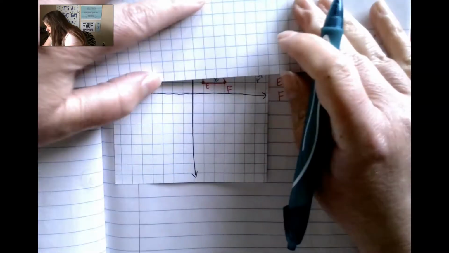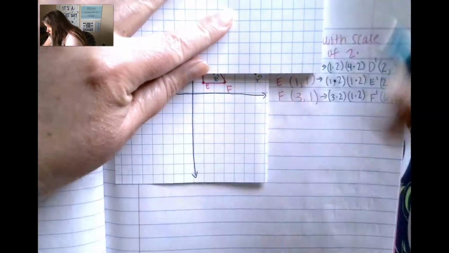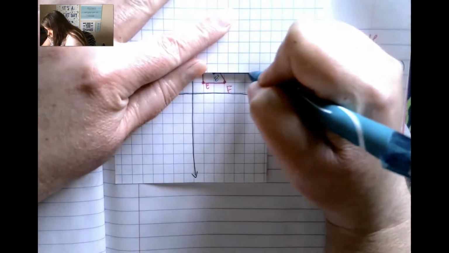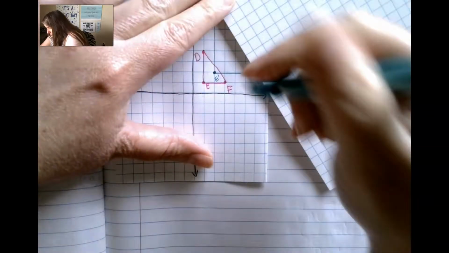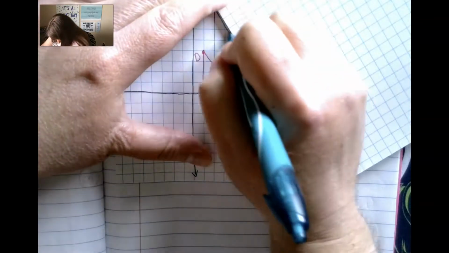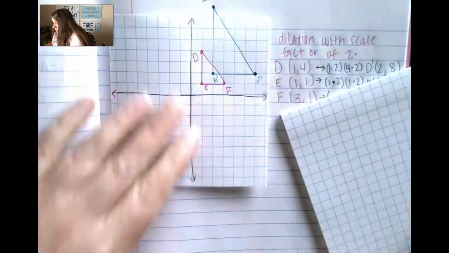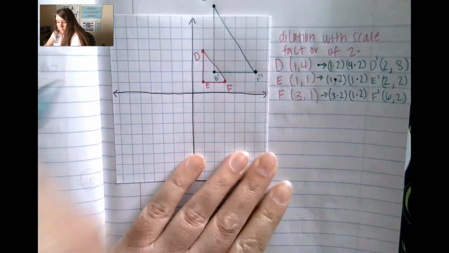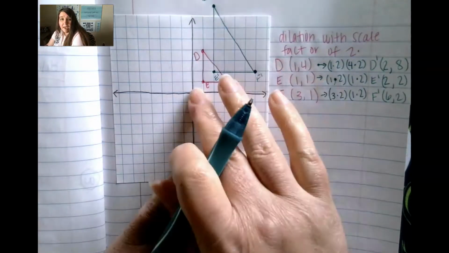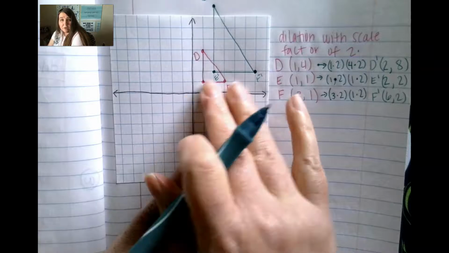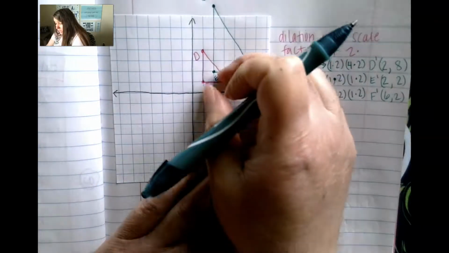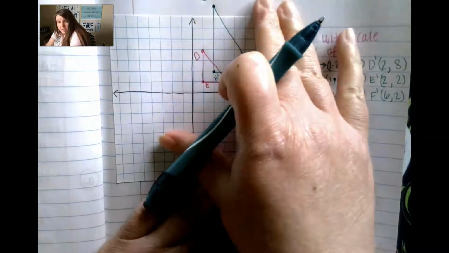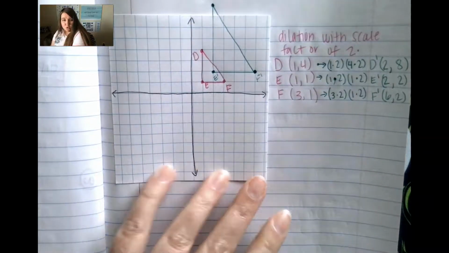All right, there's E to F. E to F is connected. Now we need F to D. And boom. This figure is the same as the pink figure. So the dilation has occurred. It's just taken a small triangle and exploded it to become a bigger triangle.